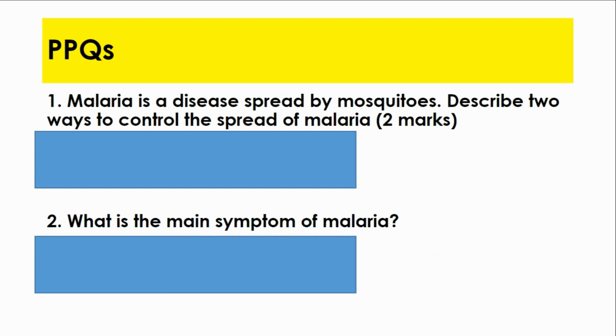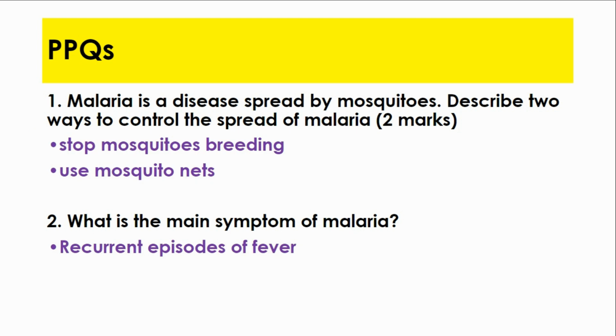Now it's time to have a go at some past paper questions. Question 1 says malaria is a disease spread by mosquitoes. Describe 2 ways to control the spread of malaria. Question 2 asks what is the main symptom of malaria? Pause the video and please attempt these questions. Now it's time to go through the answers.